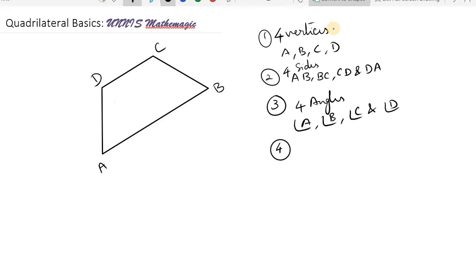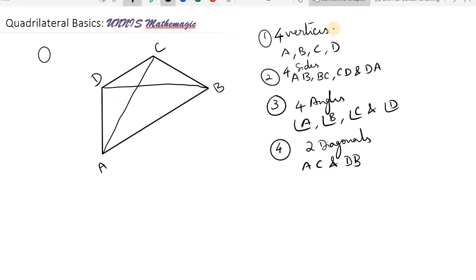And we also would have two diagonals. The diagonals would be AC and DB. So this is a quadrilateral.